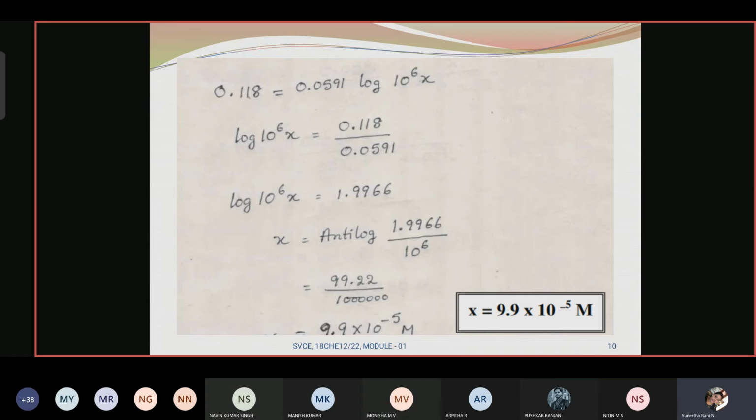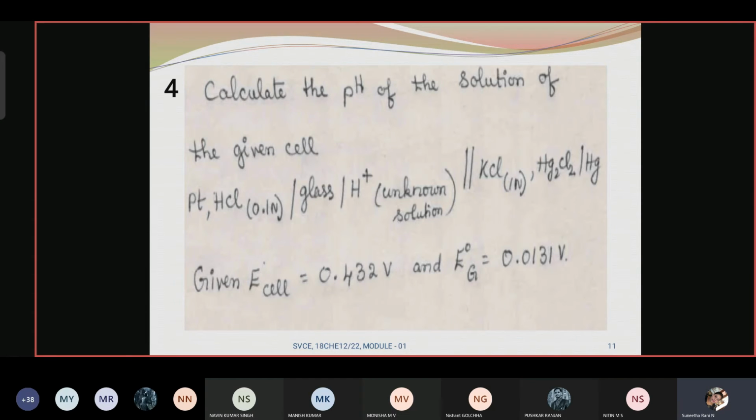Written. So what are they asking us to calculate? They are asking us to calculate pH of the solution. They have given the cell. They have given the E cell value also. They have given E naught of glass electrode value also. So we will find out how to solve this. E cell is how much they have given? 0.432. E naught G is how much? 0.0131 volts. So calomel electrode, one normal calomel electrode value is 1 normal.